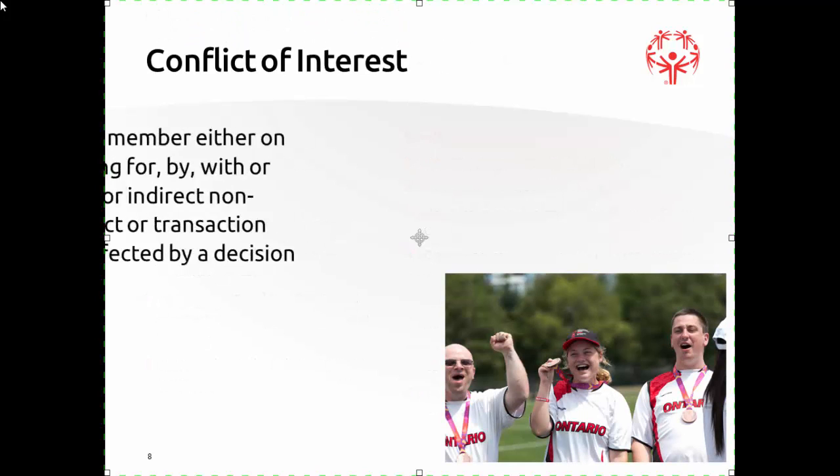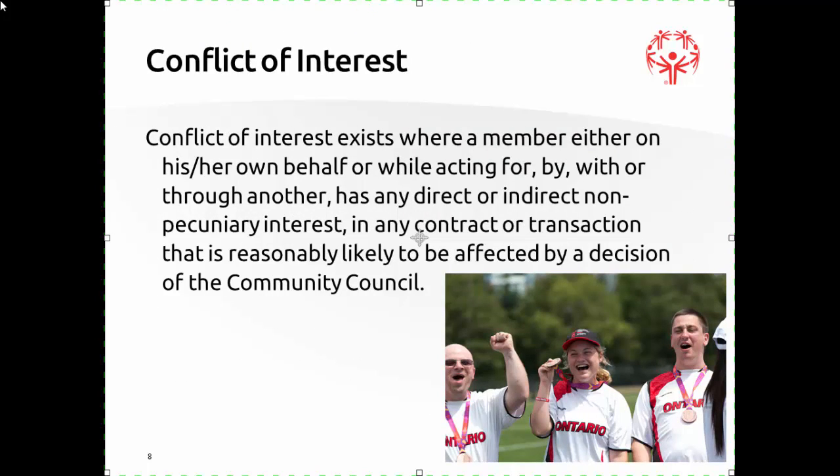Conflict of interest. Conflict of interest exists where a member, either on his or her own behalf or while acting for, by, with, or through another, has any direct or indirect non-pecuniary interest in any contract or transaction that is reasonably likely to be affected by a decision of the Community Council.